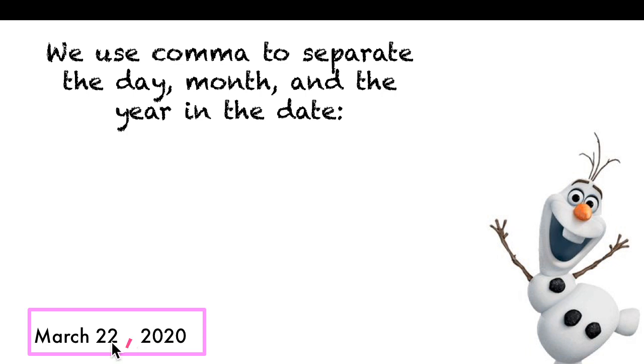The number 22 must be included with the month because every month has a certain number of days. March 22nd is the 22nd day of the month. So the number 22 with March, with the month, must be together. Do not put the comma to separate this number from the month. Never, ever.